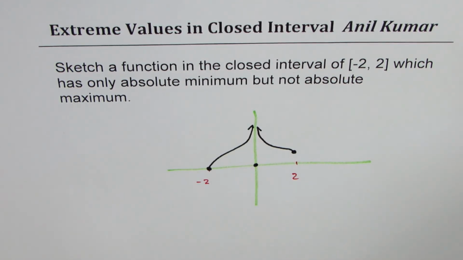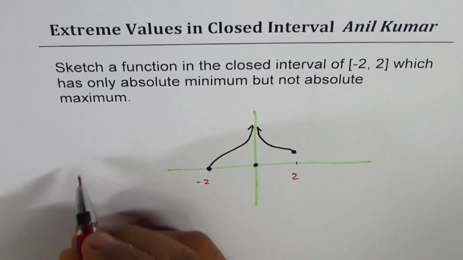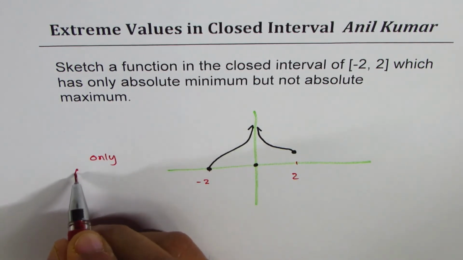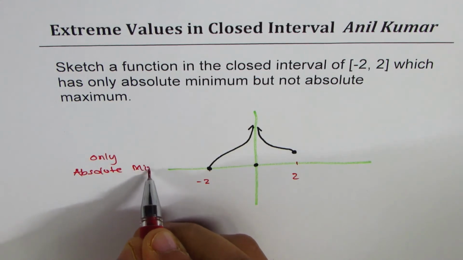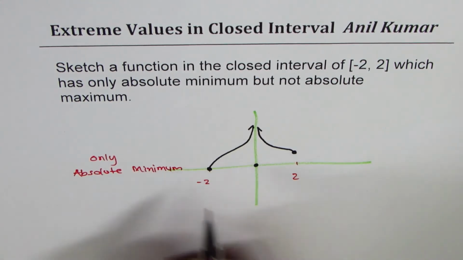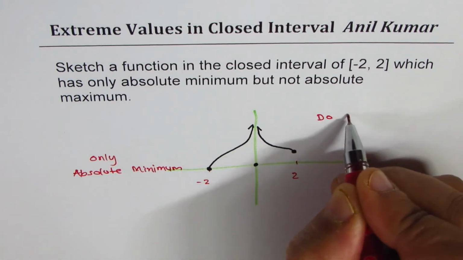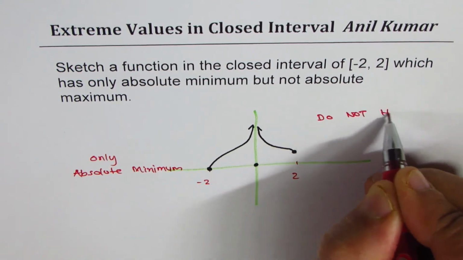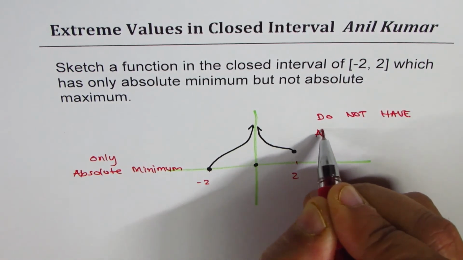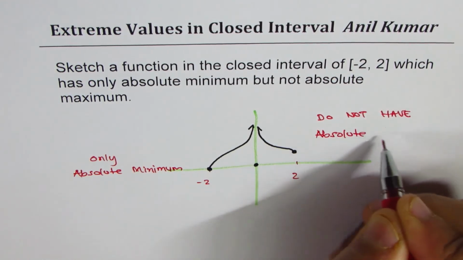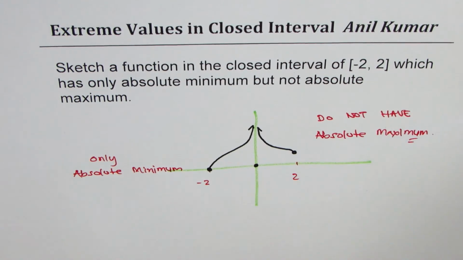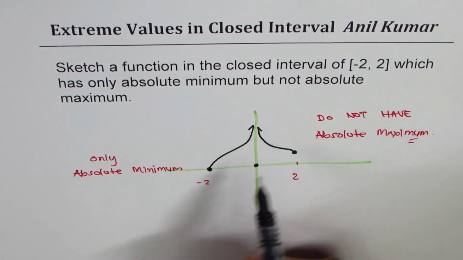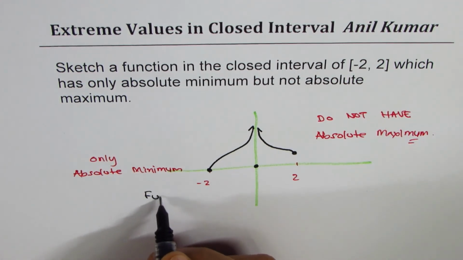Now, the interval we have considered is closed. And in this case, what you observe here is that we have only absolute minimum, but we do not have absolute maximum. Can you tell me why? Well, the reason is clear. The reason is that the function is not continuous.